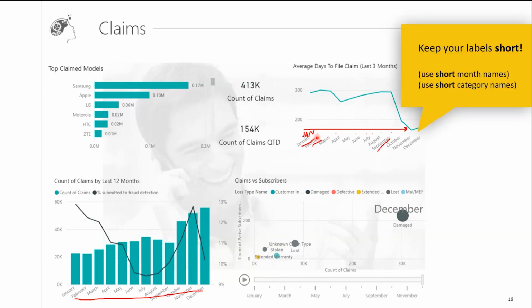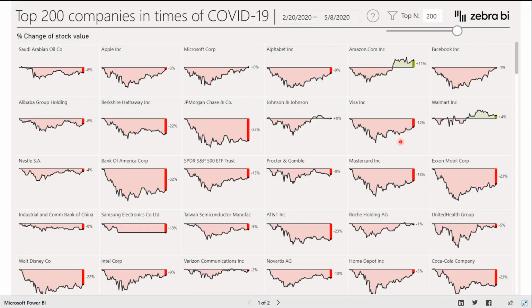So keep your labels short, not just month labels, but also other things like category names, product category names, and other types like account names and so on. Just keep all your labels short because it will result in a cleaner report and dashboard that will be more understandable.